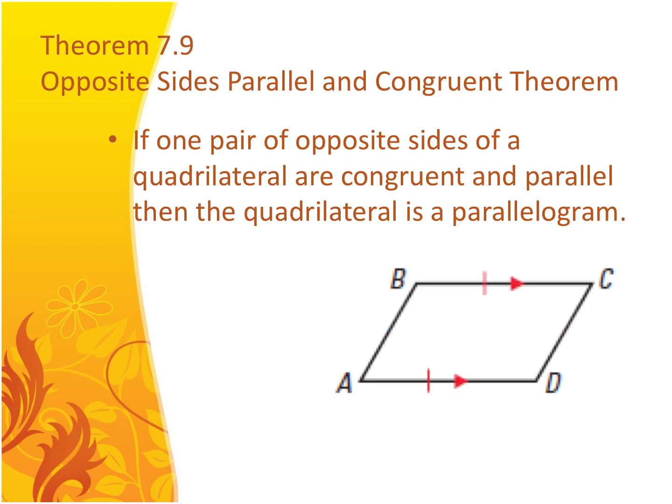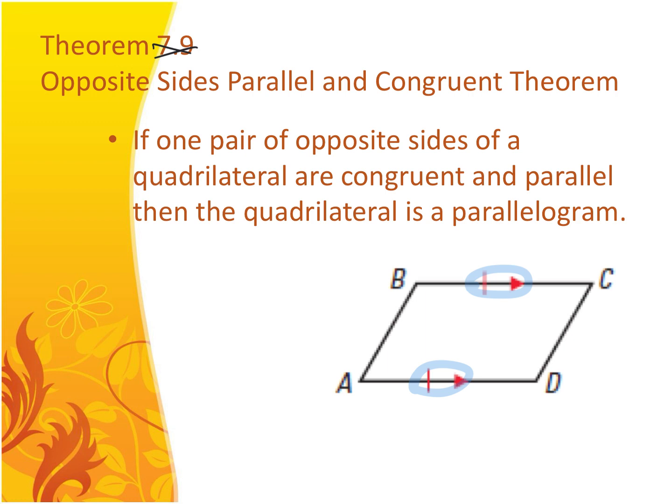So the next slide is actually a new theorem. It's not a converse. This is our third way of proving a quadrilateral is a parallelogram, and it's called the opposite sides parallel and congruent theorem. And what this one states, that if one pair of opposite sides of a quadrilateral are congruent and parallel, then the quadrilateral is a parallelogram. So what we're looking to find is that a congruency mark and a parallel mark are on the same sides, the same pair of sides.